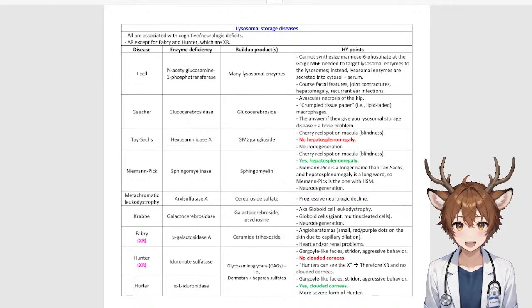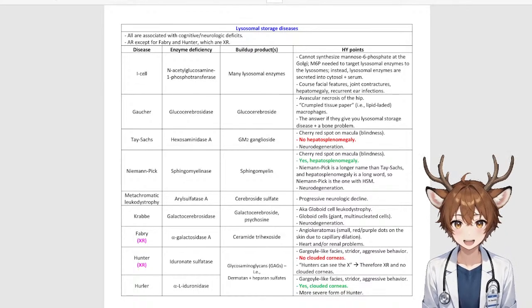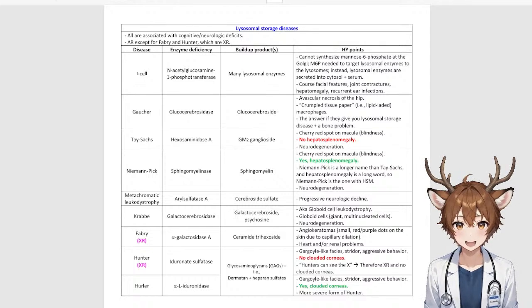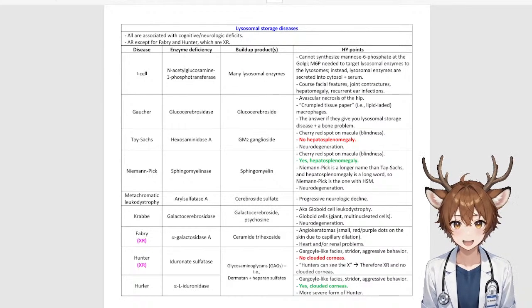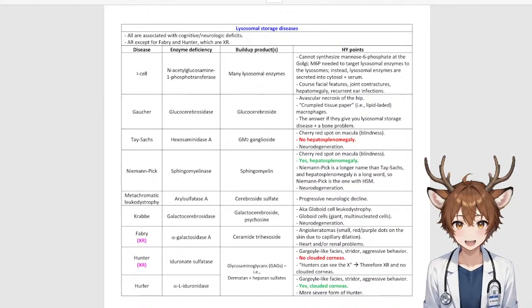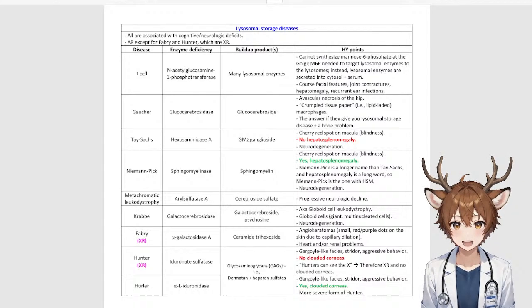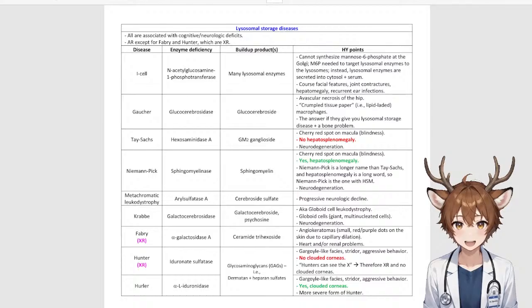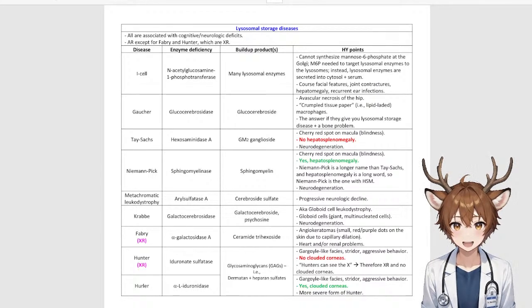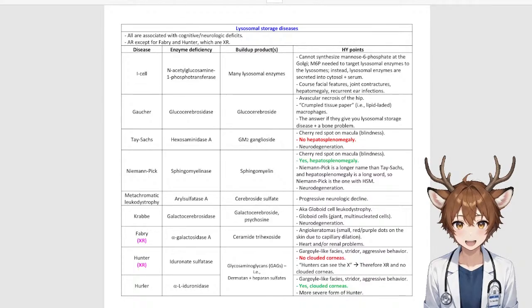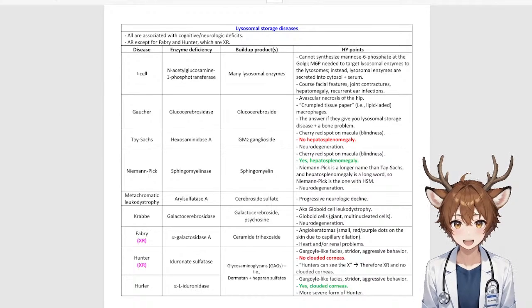What about Niemann-Pick disease? You will have a deficiency of sphingomyelinase, leading to a buildup of sphingomyelin. So you will have a cherry red spot on the macula related to blindness again. Yes, in this case, you will actually have hepatosplenomegaly, unlike Tay-Sachs. Niemann-Pick is a longer name than Tay-Sachs, and hepatosplenomegaly is a long word. So Niemann-Pick is the one with the hepatosplenomegaly. You also have neurodegeneration as well.